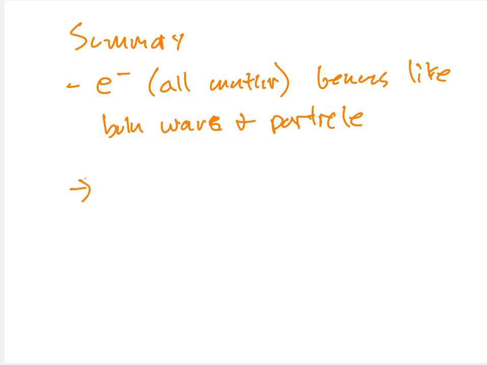Second, we saw through the de Broglie relation that we can calculate the wavelength for any particle, any collection of matter that has a mass and velocity and momentum, by simply using Planck's constant in this relationship.